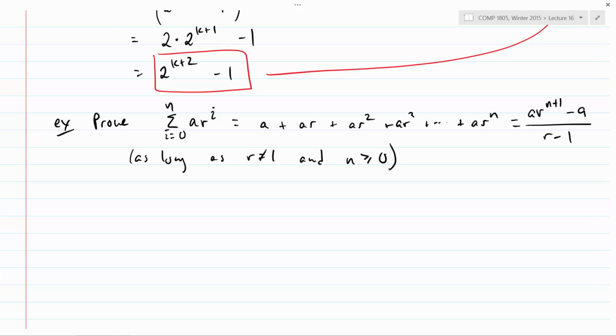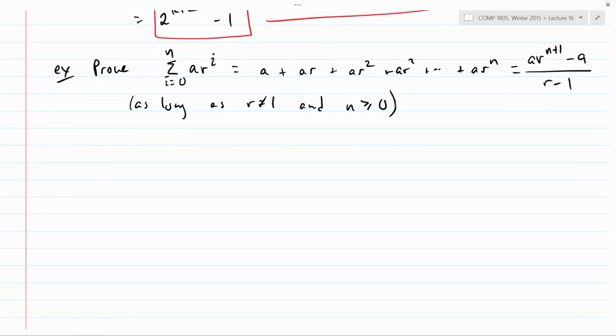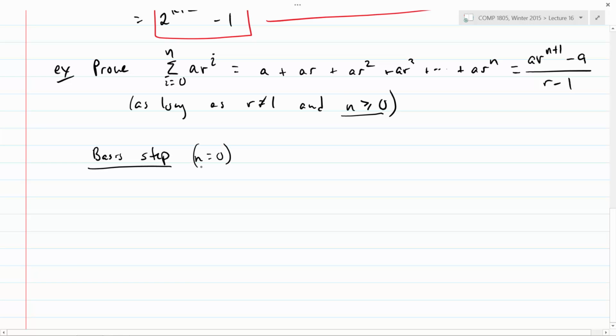I want to prove that this sum has closed form ar to the n plus 1 minus a all over r minus 1. Okay, we've already seen this when we were talking about the sum of a geometric sequence. All right, well, if we're going to do that, we'll do the usual proof by induction. So we start with a basis step. Here the basis step is n equals 0 because it says n greater than or equal to 0. So n equals 0 is our basis step. And we do the usual trick.